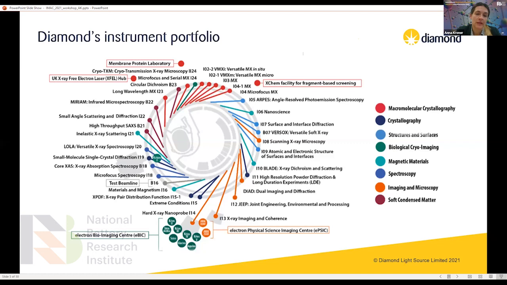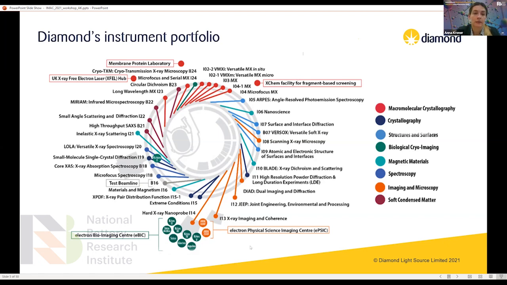And alongside the beamlines, we also have other facilities which support research on the campus. So that is the membrane protein laboratory. We also have the UK X-ray free electron laser, and this is a hub, which means we really don't have a free electron laser facility in the country, but there is a group which supports the research in this area and helps getting access elsewhere. Usually this is the European source in Hamburg. We also have the XCAM facility, which is dedicated to fragment-based screening. I will talk more about it at the end of my presentation.